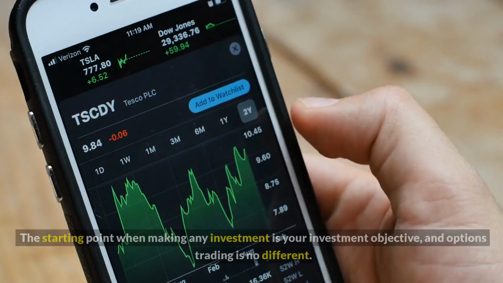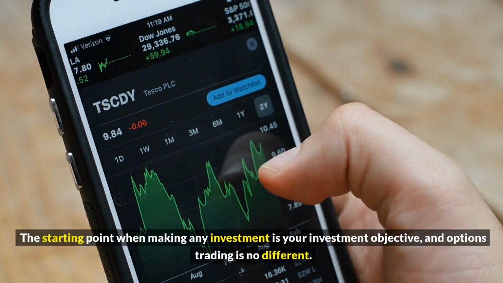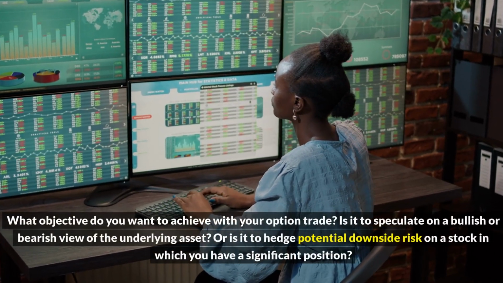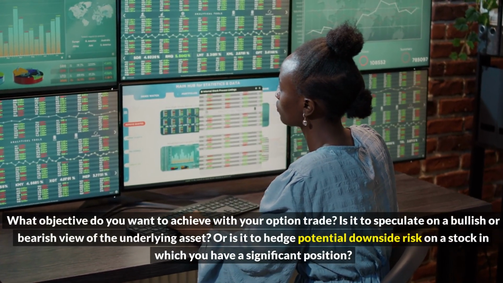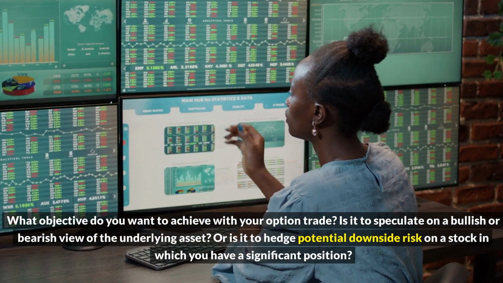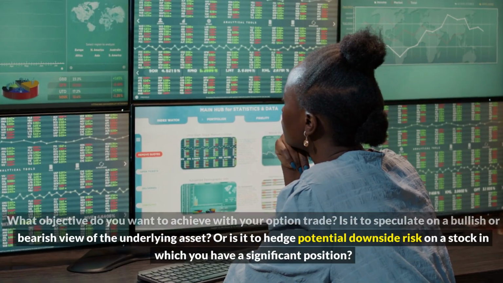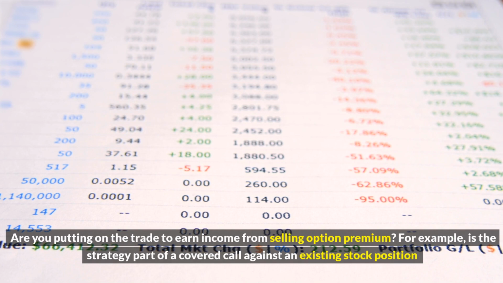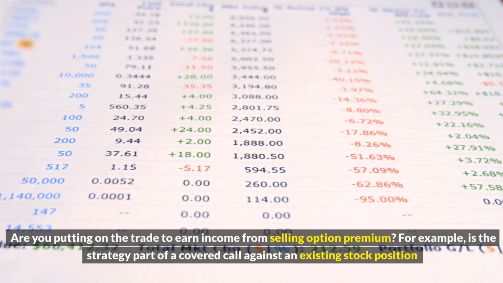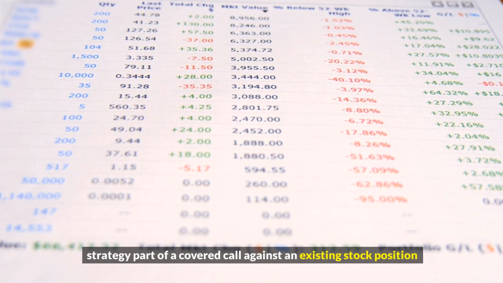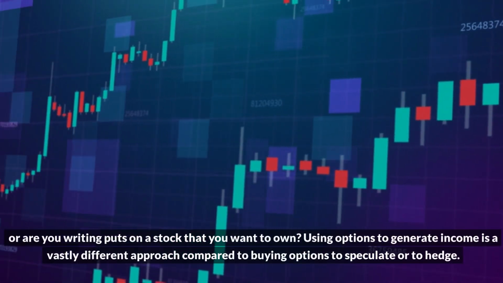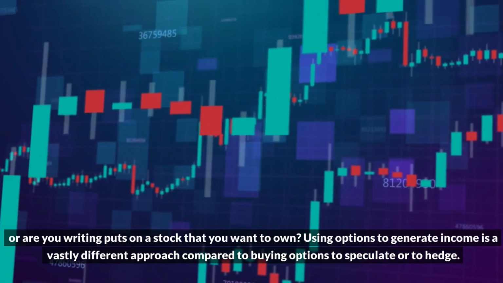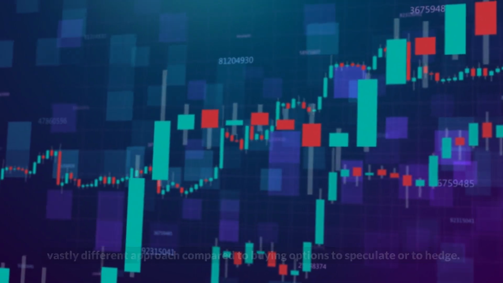Option objective. The starting point when making any investment is your investment objective, and options trading is no different. What objective do you want to achieve with your option trade? Is it to speculate on a bullish or bearish view of the underlying asset? Or is it to hedge potential downside risk on a stock in which you have a significant position? Are you putting on the trade to earn income from selling option premium? For example, is the strategy part of a covered call against an existing stock position? Or are you writing puts on a stock that you want to own? Using options to generate income is a vastly different approach compared to buying options to speculate or to hedge.